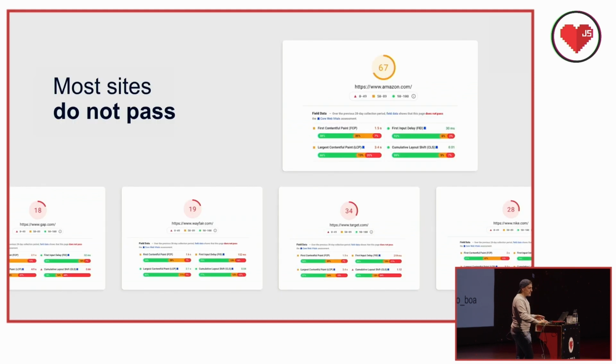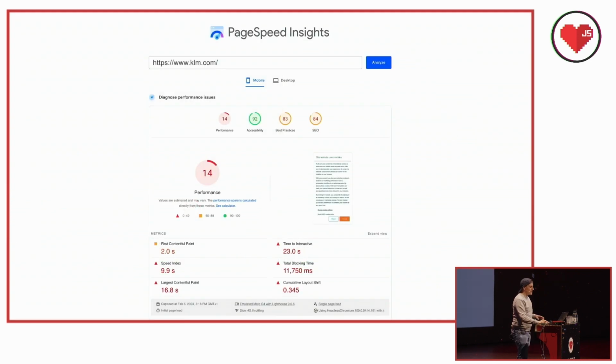So we end up with most sites not passing the Core Web Vitals. For example, let's test klm.com. I booked my flights for this conference on klm.com, and I decided to test it with PageSpeed Insights. The performance of this website is really bad. Obviously it's a slow 4G on a mobile phone, but the time to interactive is 23 seconds, so really, really bad.